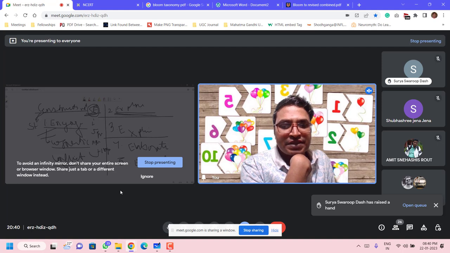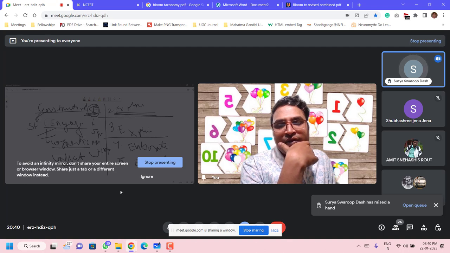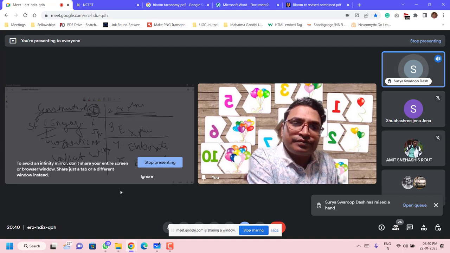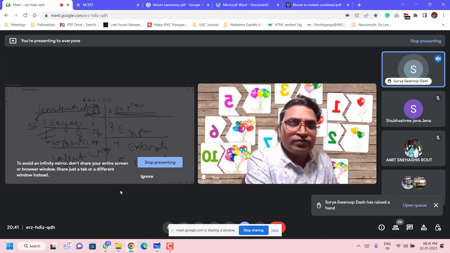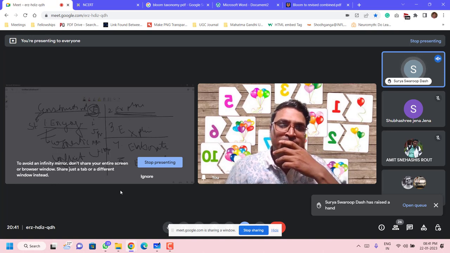Surya Swaroop, I am seeing that you have raised your hand. Surya Swaroop Das. Yes, sir. There are also chapters which focus on atomic energy, which we can demonstrate in real life. So what will he do? Like the first example of an atom and the visual representation of an atom. So it is very difficult, no? Because can we play video in the classroom for the engagement purpose?